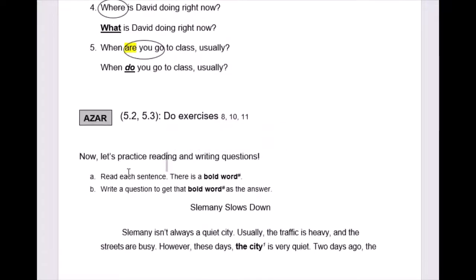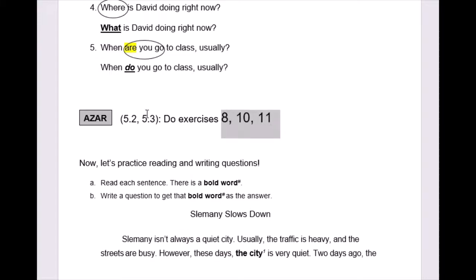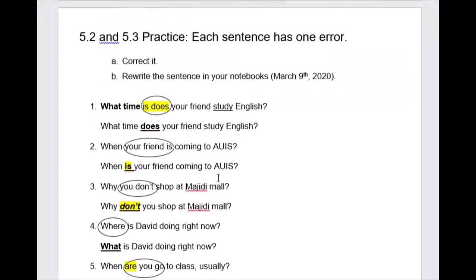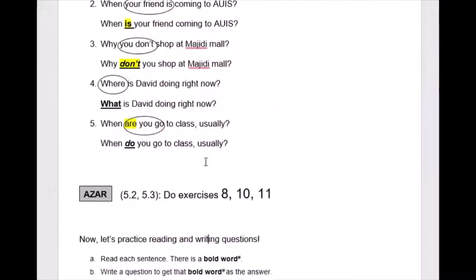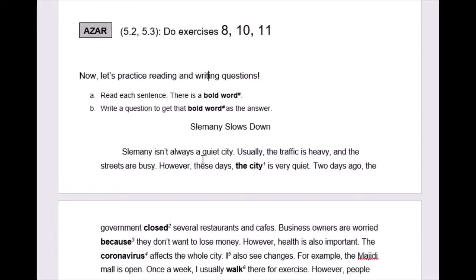Good. So in AZAR, do exercise 5.2 and 5.3 in those two sections. You're doing exercises 8, 10, and 11, okay? Very similar to this practice that we did. So you can pause the video and we will come back to it, and then I will do one more practice with you. Okay, so pause the video now and do exercise 8, 10, and 11 in your book.